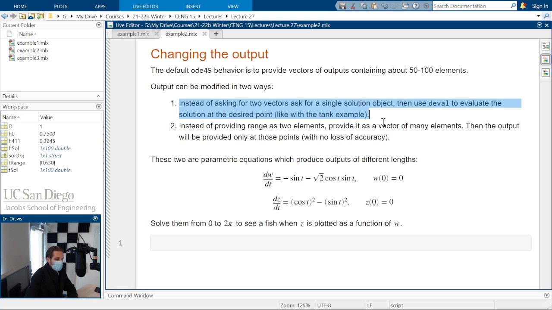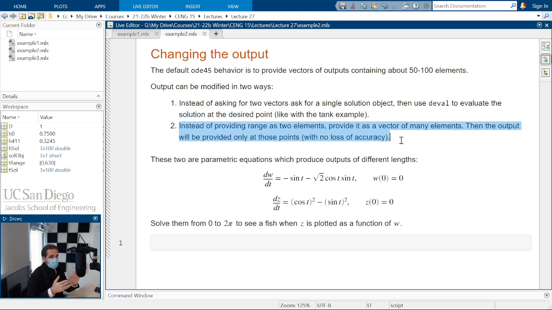This is the second way that I want to talk about here, which is instead of providing the input as 2 elements, you can provide it as a vector of many elements. And that's something that we haven't seen previously. If you do that, then the output will be provided at exactly those points and only those points that you asked it to. But importantly, it doesn't change the accuracy at all.